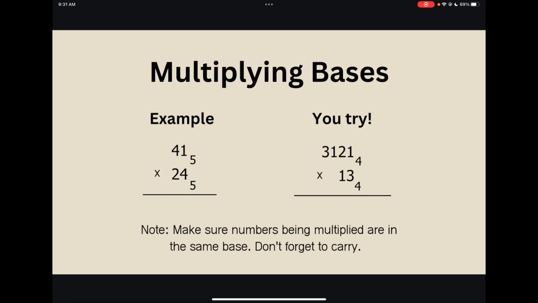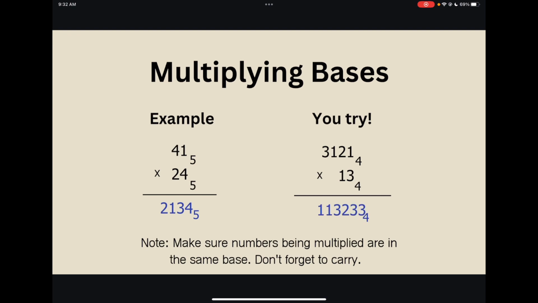And then we also did multiplying bases, which is a little bit more tricky, but we still went through an example, and then they tried on their own. And then we went over this one as a class as well, the second example, because it did take a little bit more time and it was a little bit more challenging for students. And then these were our answers.